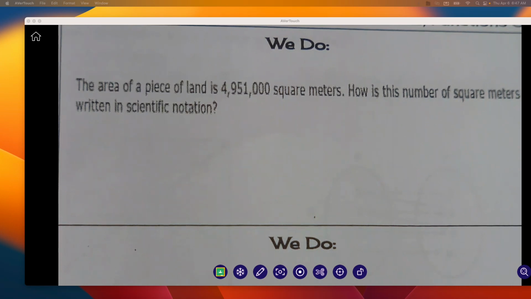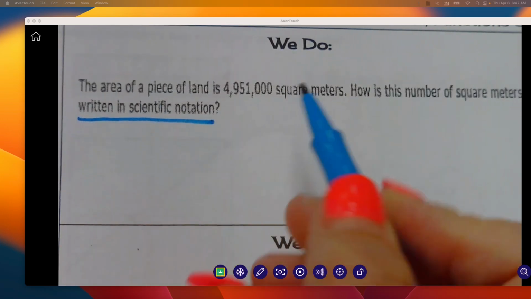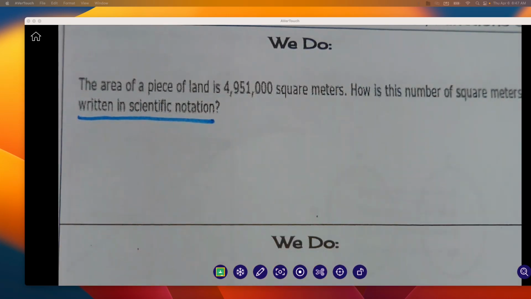So it says the area of a piece of land is 4,951,000 square meters. How is this number of square meters written in scientific notation? Okay, let's first talk about scientific notation.